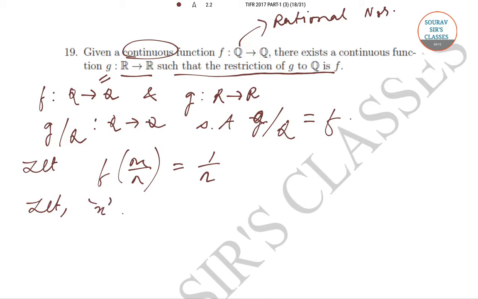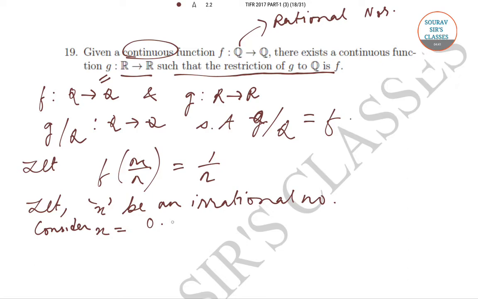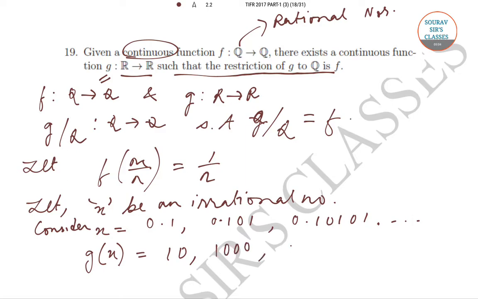So let x be an irrational number. Now let us take a particular value of x. Let x take the values 0.1, 0.101, 0.10101, and so on. It will go on. In that case, g of x will come down to 10,000, and so on. Actually it will tend to these values.